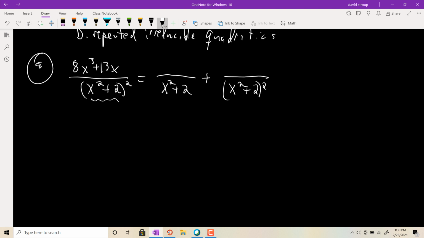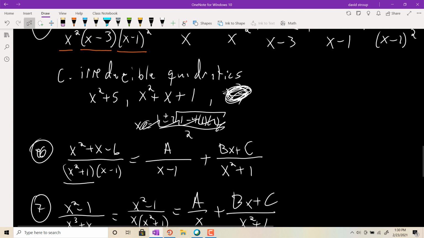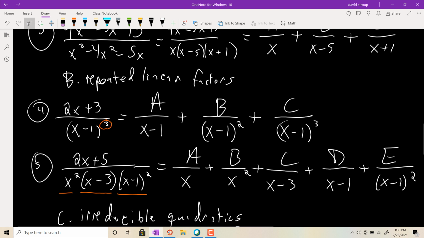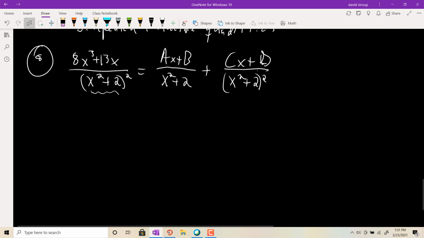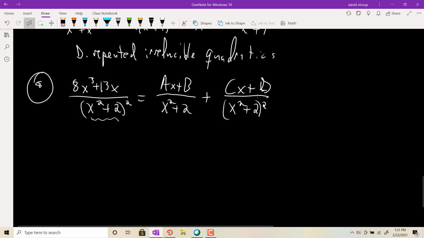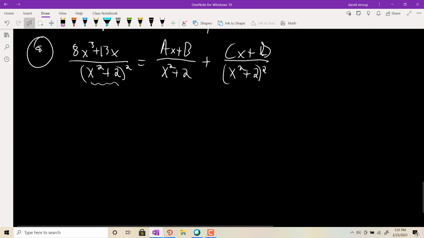Then in the first numerator, I'm putting ax plus b, and then you just carry on with cx plus d, so you don't have to change the numerator any. Just like with the repeated linear factors, I still just go a, b, c. So you're still just putting some linear factor: cx plus d, ex plus f, etc.